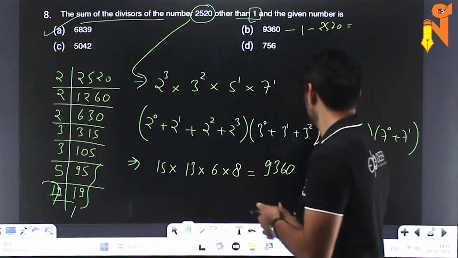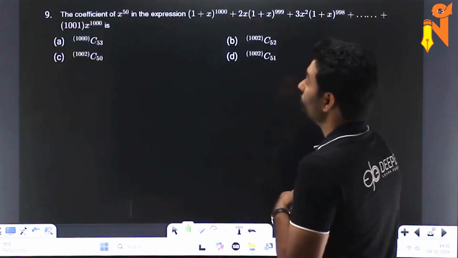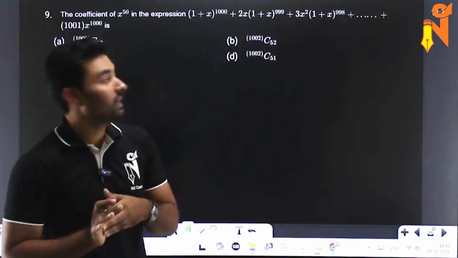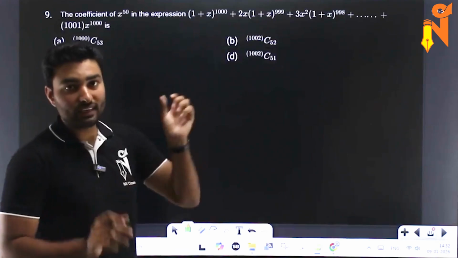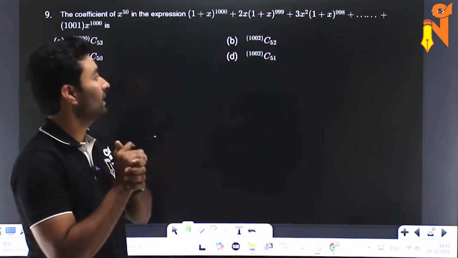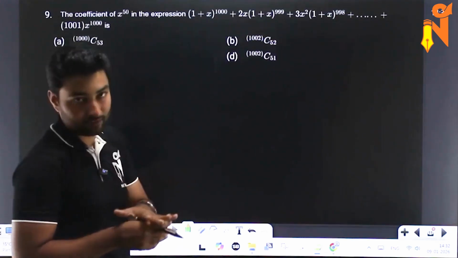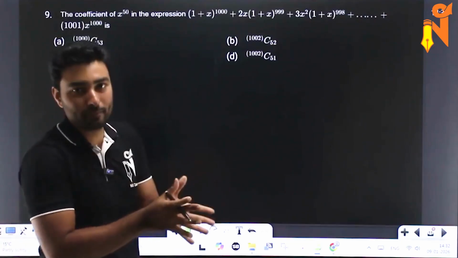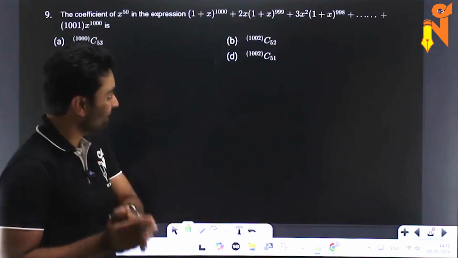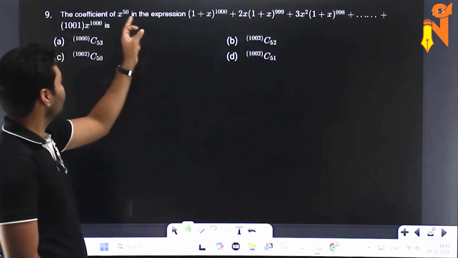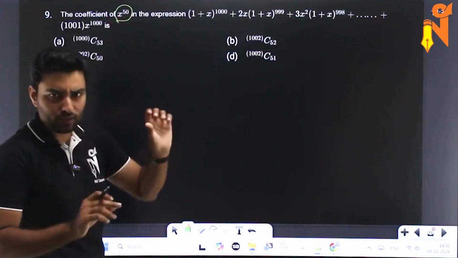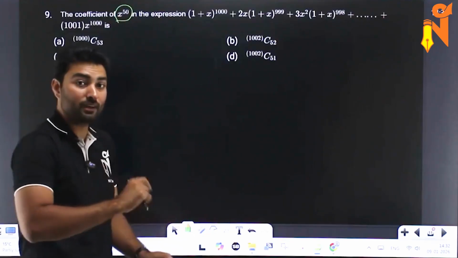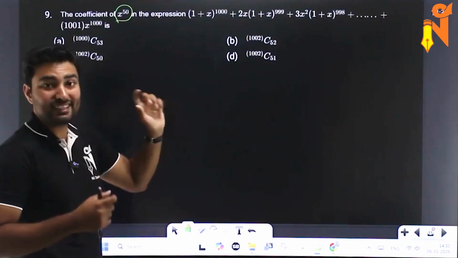Then next question: the coefficient of x power 50 in this. See, this question is actually very simple. I am putting this question in the difficult level because if you can't observe the pattern, this is actually an AGP. If you're thinking you want x power 50, this is a binomial kind of question. Yes, it is a binomial question, but at the end I will use the binomial concept. Before that, this is an AGP question.